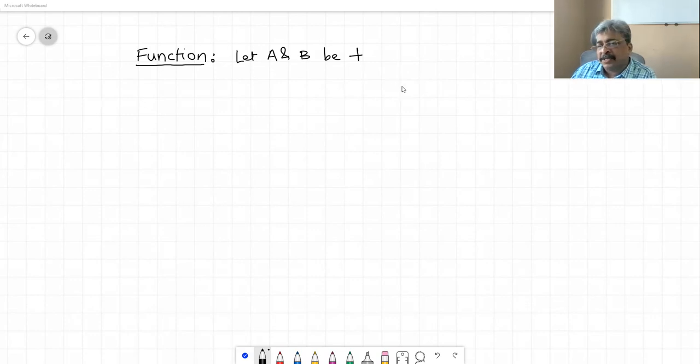Relation does not follow any rule. You can take any subset of A cross B and you can call it a relation. However, in function we have to follow certain rules, and in the definition we have to capture those rules. Let A and B be two non-empty sets.